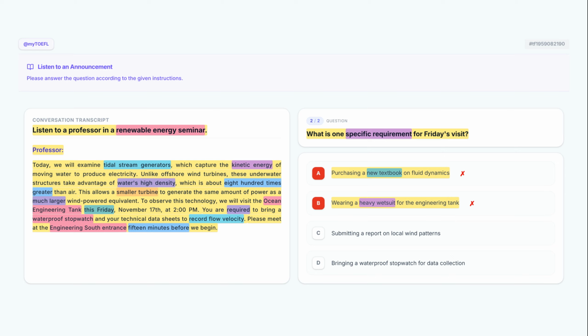Now let's evaluate option C. Submitting a report on local wind patterns. The students are visiting a water tank, so wind patterns are irrelevant to this specific field trip. Eliminate this.